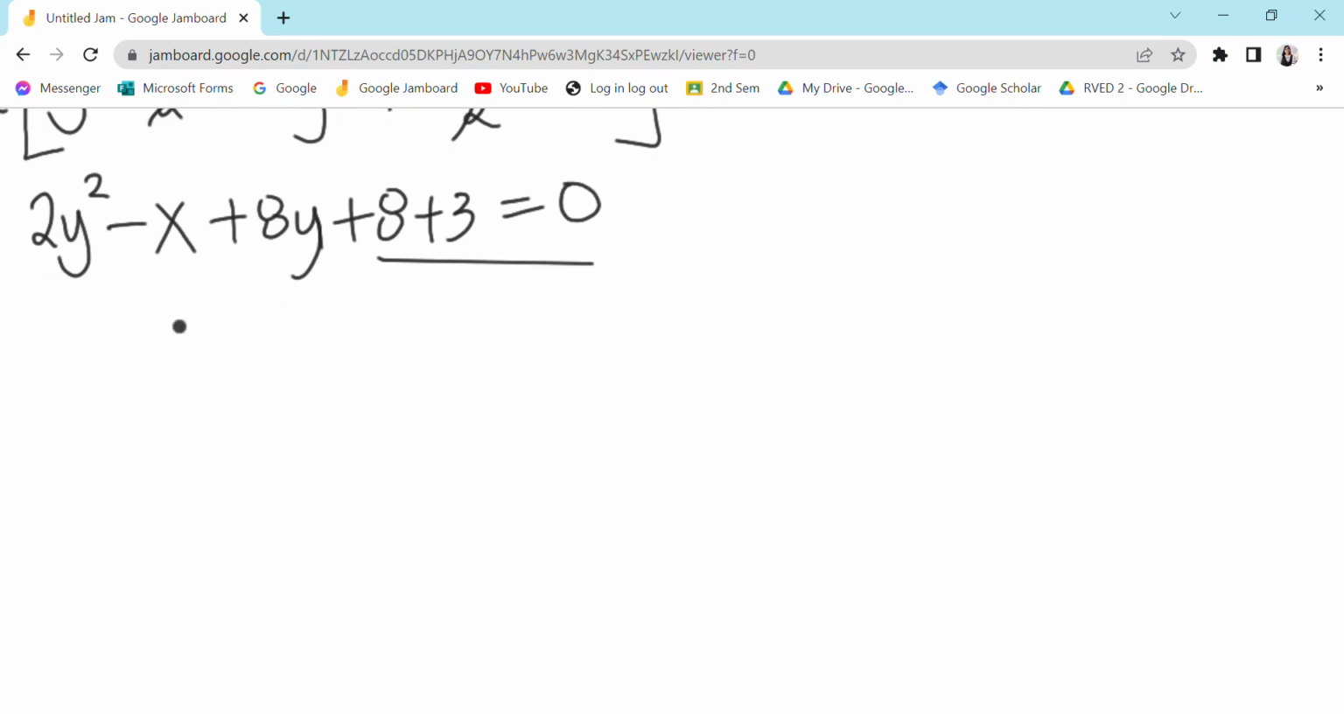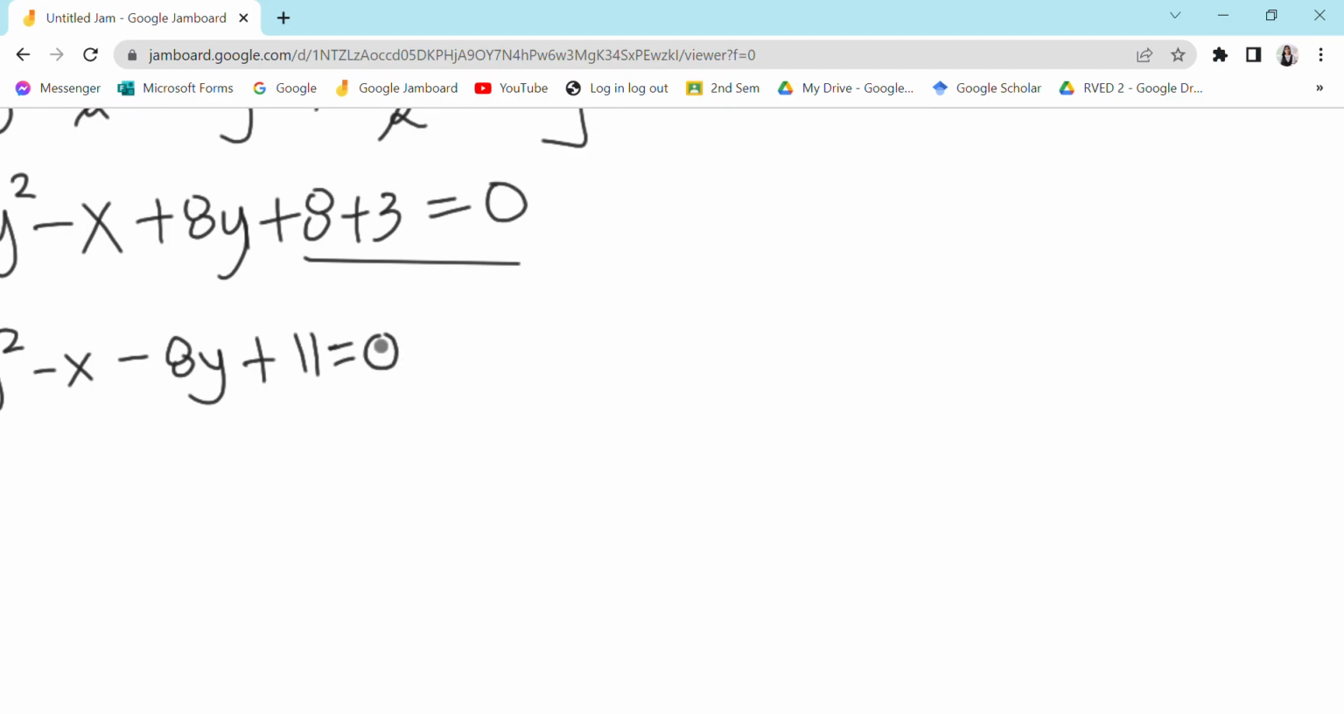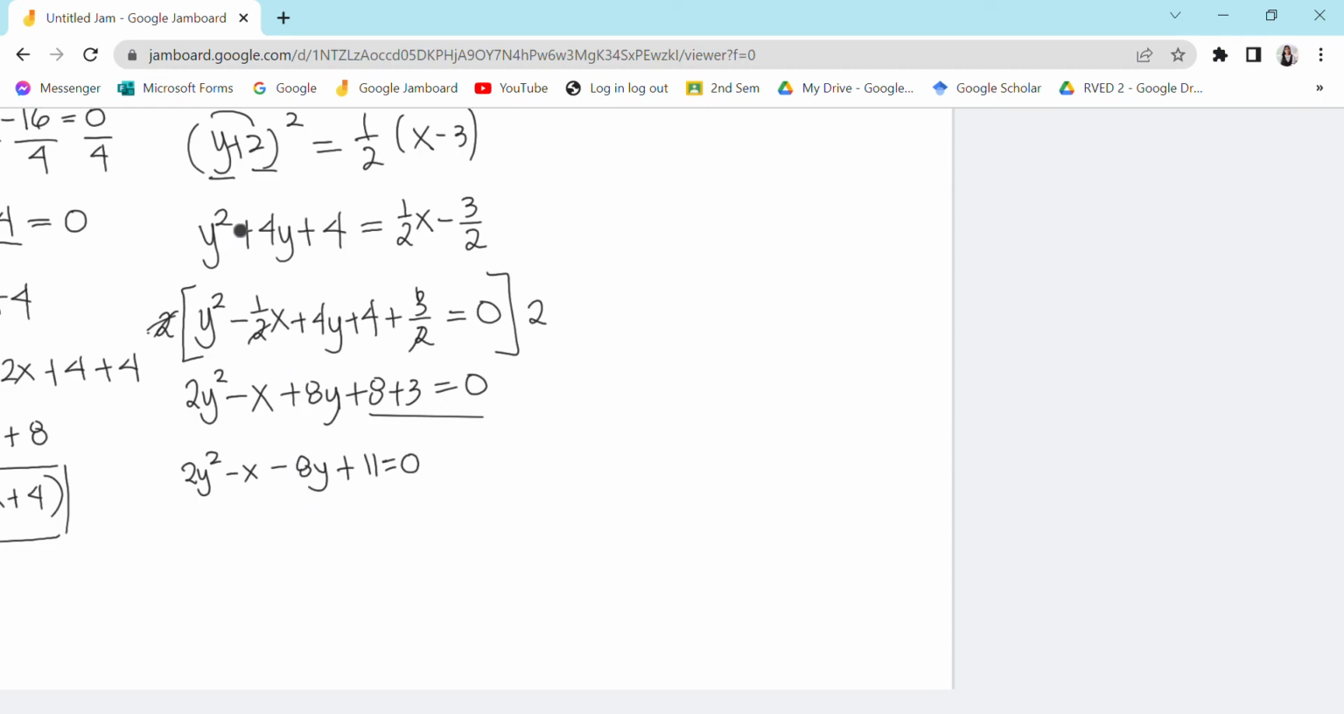Your final equation will be 2y squared minus x minus, okay, let me check, minus 8y plus 11 equals 0. Okay, let me check. So, again, you have here y plus 2 squared is equal to 1/2 times x minus 3. So, we have 2y squared minus x plus 8y plus 11 because 8 plus 3 is 11. This is now in the general form of the equation.